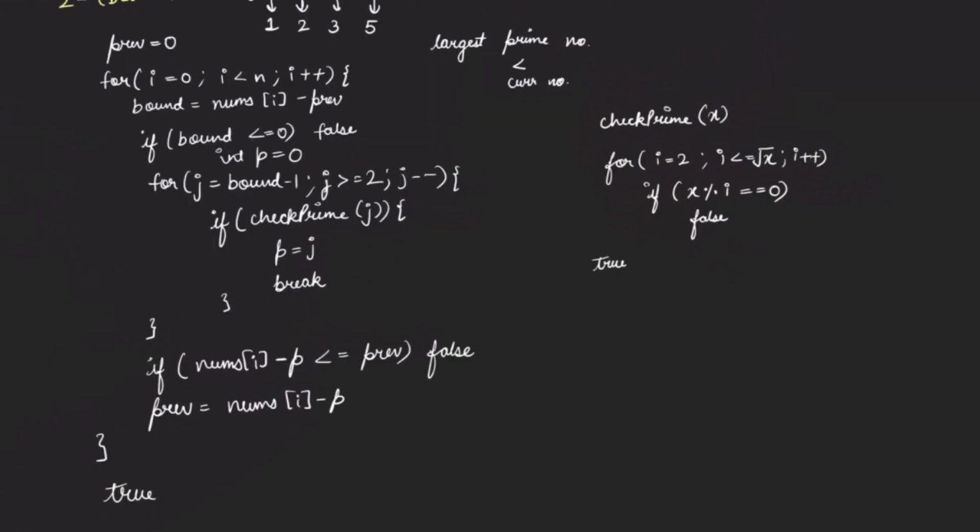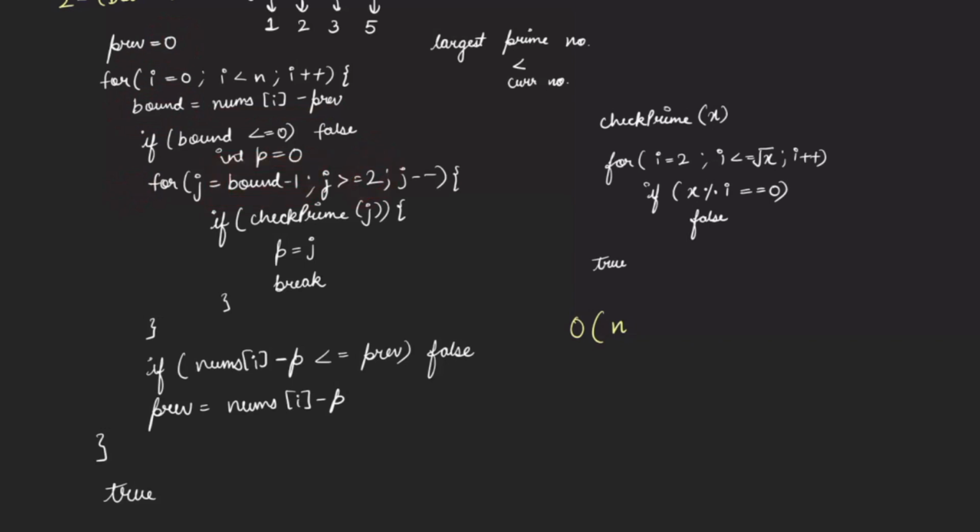So now let's look at the time complexity of this code. If you see, here we are running a for loop n times, right? So n times we are running one for loop. Now inside this, there is a for loop which is going from bound - 1 till 2. What is bound? It is nums[i] minus previous. For the first number, previous is 0. Now let us suppose that the first element of our array is the maximum element of our array, right? So in that case, bound will be equal to the maximum element. So we are going from maximum element - 1 till 2.